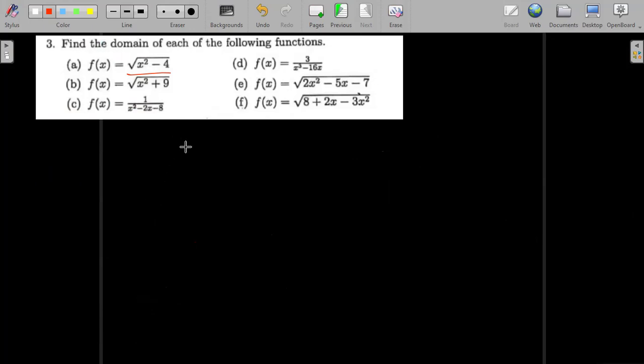For all real numbers then. Okay, let's move on to D. In D, we have f of x equal to 3 over x cubed minus 16x.